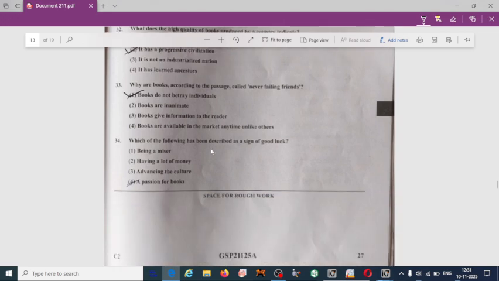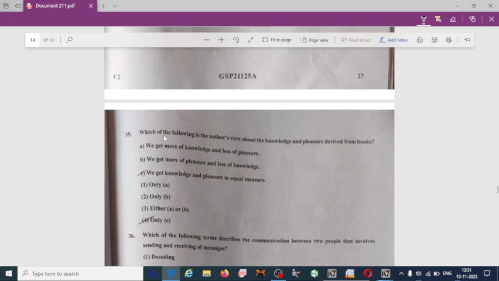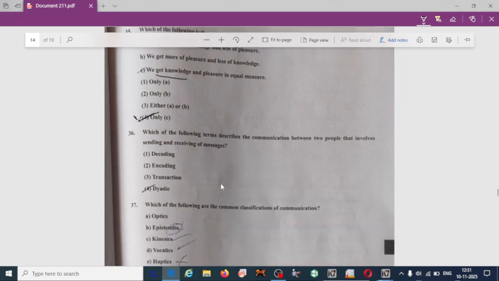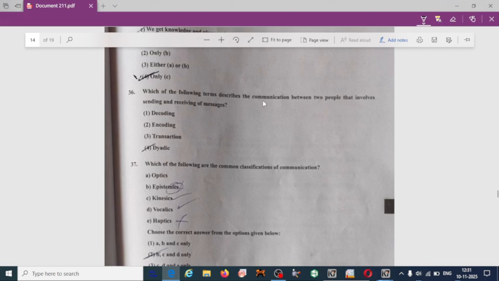Which of the following has been described as a sign of good luck? Option 4, a passion for books. Which of the following is the author's view about knowledge and pleasure derived from books? Option C is correct. We get knowledge and pleasure in equal measure. Which of the following terms describes the communication between two people that involves sending and receiving messages? Dyadic.